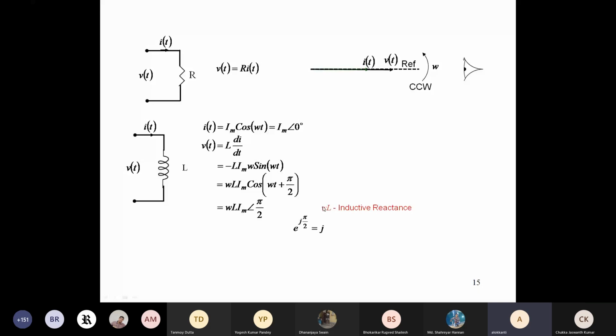e to the power j pi by 2 is what? Cos pi by 2 is 0, plus j sin pi by 2, so it becomes j. So you see, angle pi by 2 can be written as j omega L Im. This angle pi by 2 is basically e to the power j pi by 2.